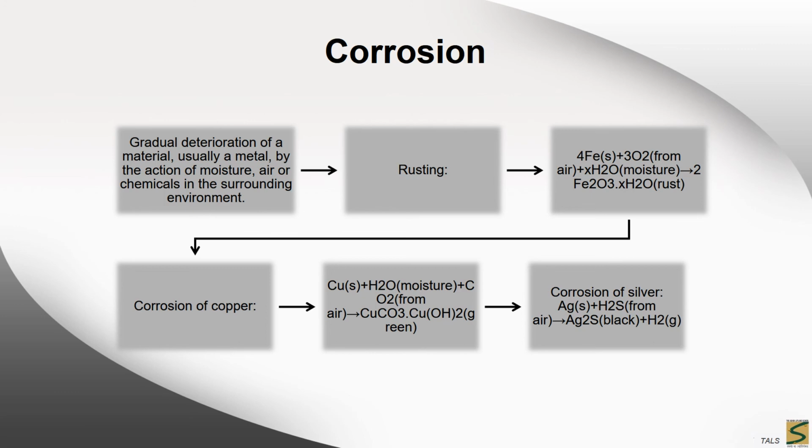Corrosion and rancidity are two real-life examples of redox reaction. What is corrosion? Gradual wearing away of a metal due to moisture, air or chemicals around it is called corrosion. In the case of rusting, Fe2O3 plus X molecules of water is formed when iron reacts with moist air. And in the case of copper, a green copper carbonate is formed, CuCO3.Cu(OH)2, which is basic in nature. And in the case of silver, silver sulfide is formed because silver reacts with H2S, that is hydrogen sulfide in air.